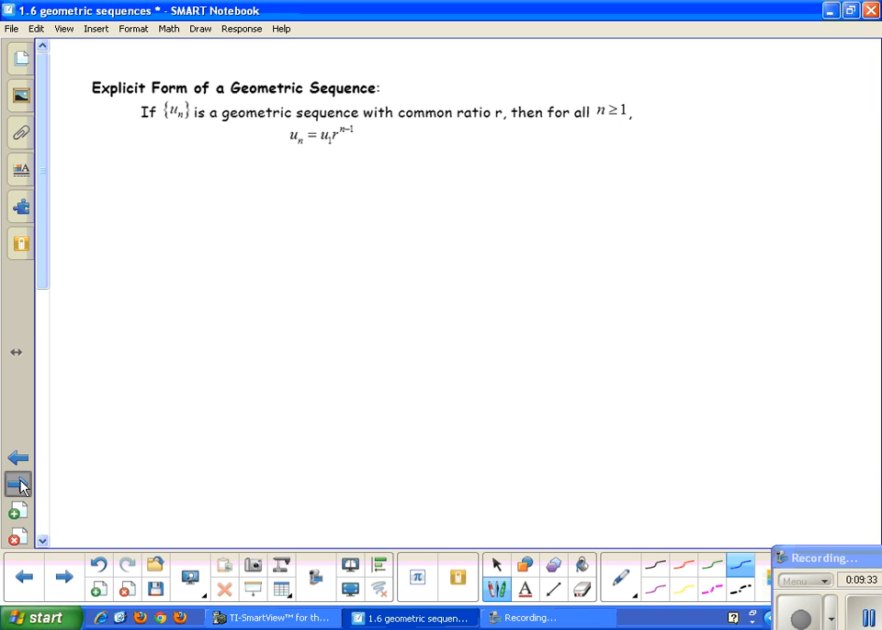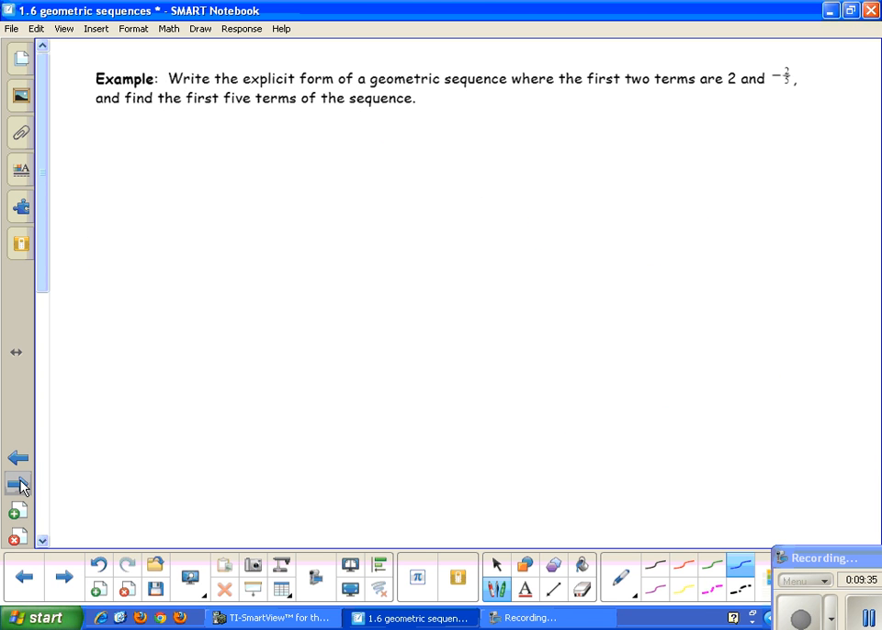So we already talked about the geometric sequence, so I'm going to skip over that. So write the explicit form of a geometric sequence where the first 2 terms are 2 and -2/5, and find the first 5 terms of the sequence. So for this one, we know right now that we have 2 and negative 2/5. And it's told us that, again, it's a geometric sequence. So first things first, I have to find my common ratio.